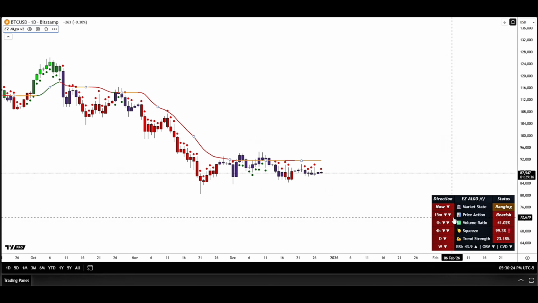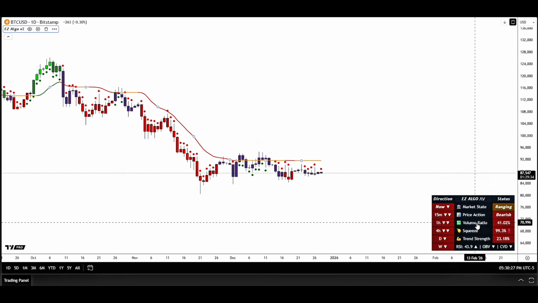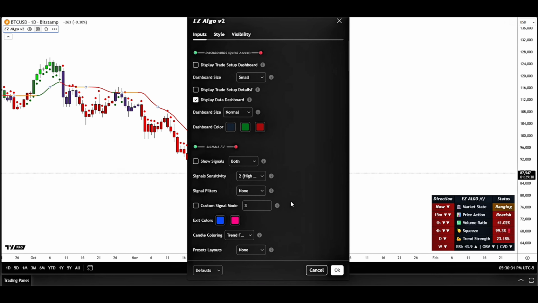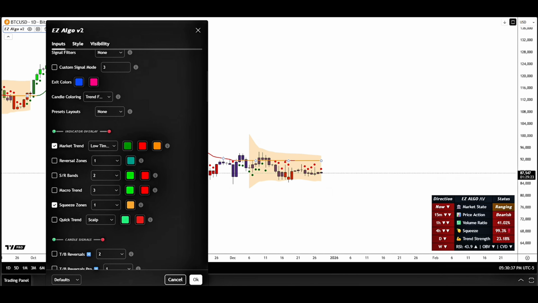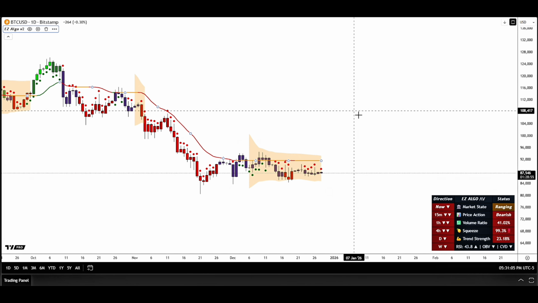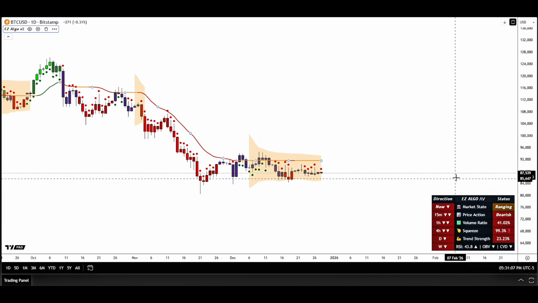Our squeeze tells us if there's a high likelihood that a squeeze is going to take place. So the closer we get to 100, the tighter the range is, so get ready for a big move that's about to come. So we turn on our squeeze zones, and guess what? Our squeeze is on. And then we also have the trend strength as well. That basically tells us if the overall strength of the trend is bullish or bearish.